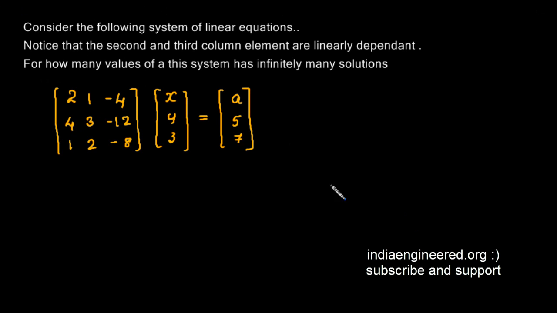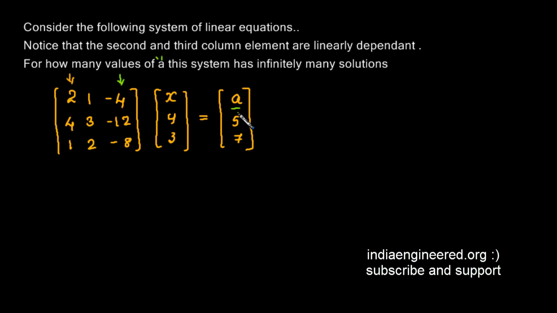In this question, which was asked in GATE Computer Science, we are asked to consider the following system of linear equations. It is given that the second and third column elements are linearly dependent, and we are asked to find out for how many values of A this system of equations has infinitely many solutions.